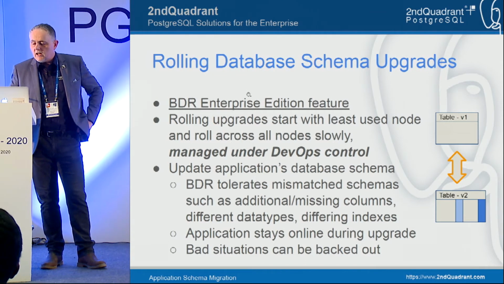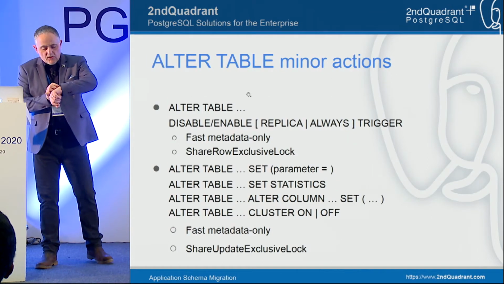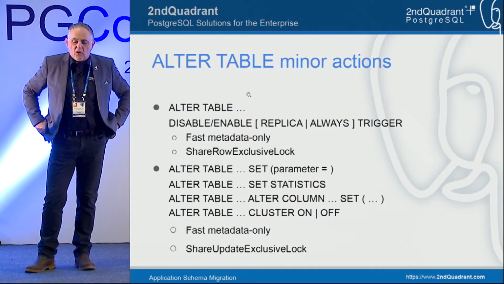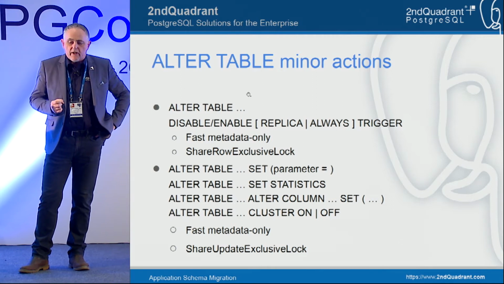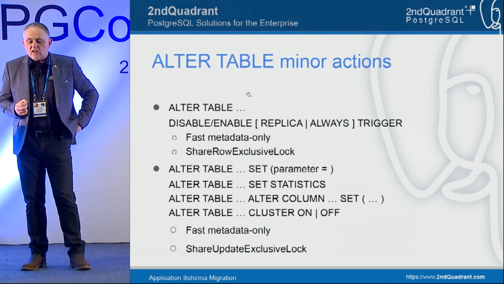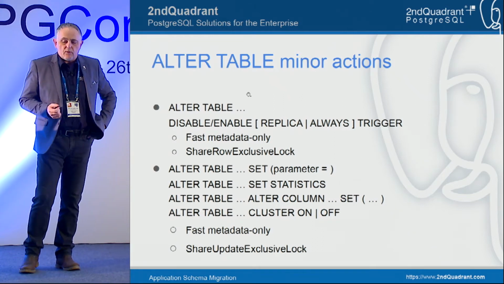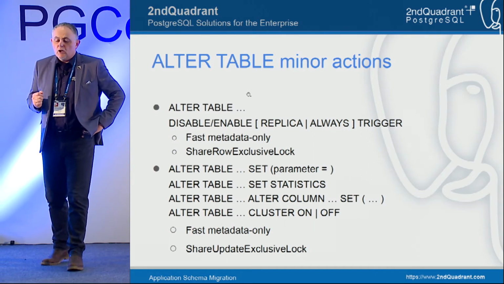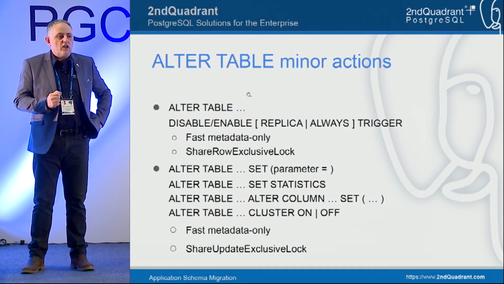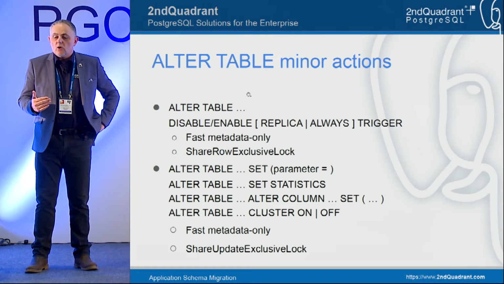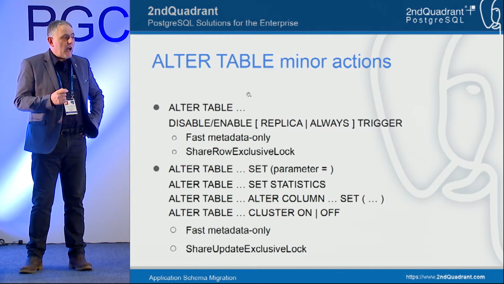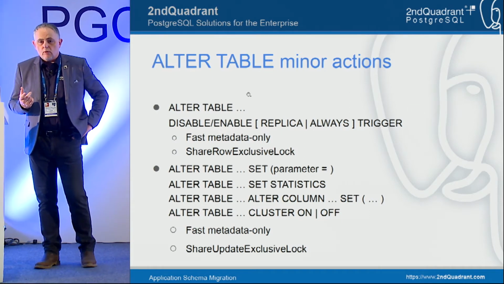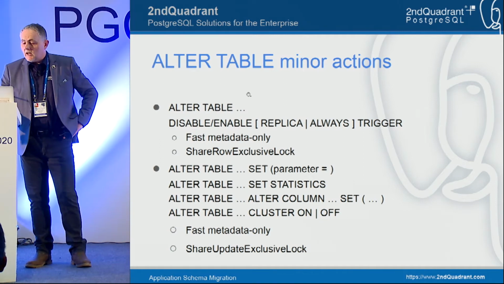So there's other actions that we have within alter table. It's possible to enable and disable triggers and set various things like statistics information. Now, all of those operations are metadata-only operations, but the trigger, for example, will take a share row exclusive lock, which blocks writes, whereas the other actions take a share update exclusive lock, which doesn't block writes. So that allows reads and writes while it executes.